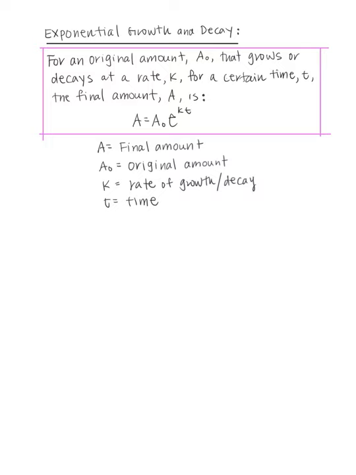All right, so here's the summary. A denotes the final amount, a sub 0 is the original amount, k is the rate of growth or decay, and t is time. Now, when it's growing, your value of k has to be positive. So if it's growing, then k is positive. And if it's decaying, then our k should be negative.